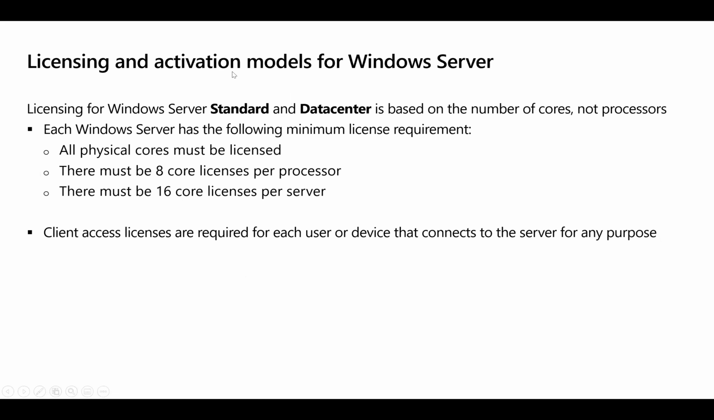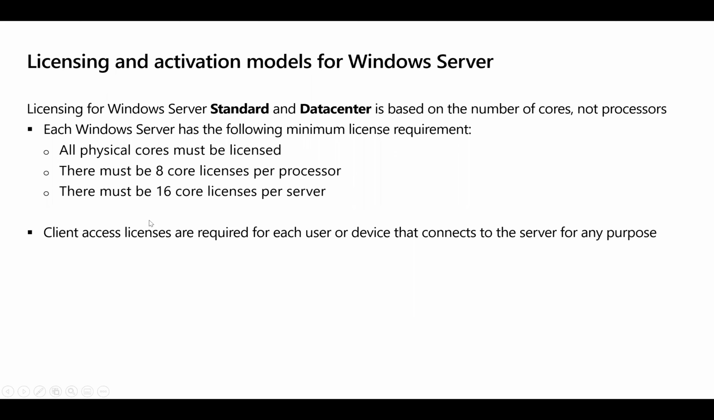Licensing and activation model. It depends on Standard and Datacenter. All physical cores should be licensed, so licensing is per core. There must be 8 core licenses per processor. Let's say you have only one CPU with 8 cores, you have to license those cores. And there must be 16 core licenses per server.